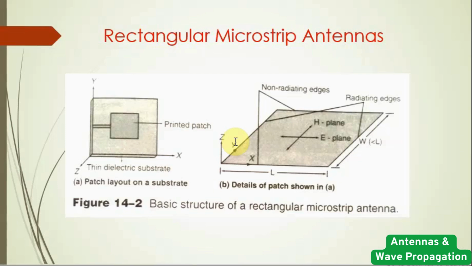L is the length of the patch, which causes resonance at its half wavelength frequency. Radiating edges are at the ends of the L dimension of the rectangle, which sets up the single polarization. Radiation that occurs at the ends of the W width is far less and is referred to as the cross polarization.